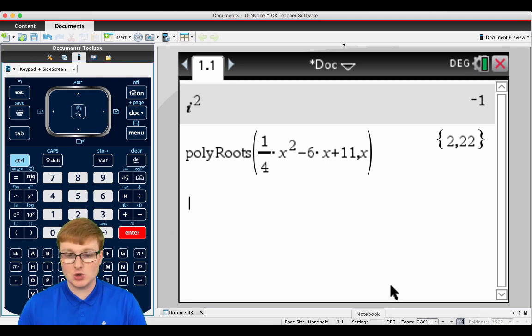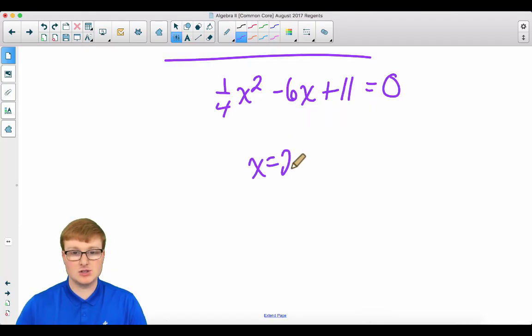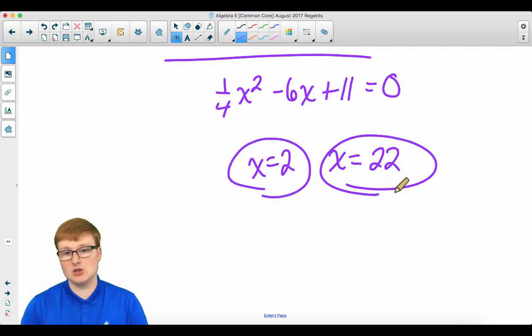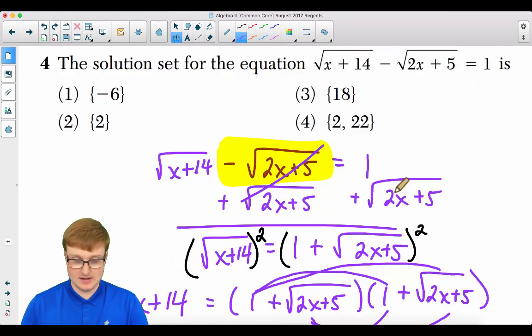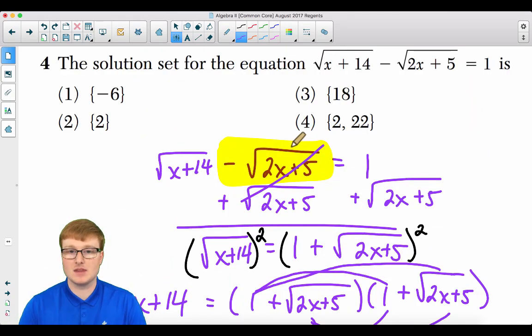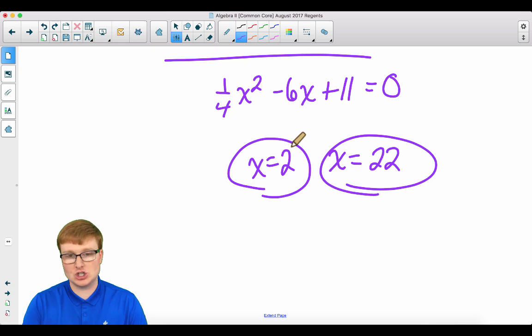I'm getting 2 and 22. So x is equal to 2, and x is equal to the number 22. And those, ladies and gentlemen, are, in fact, your answers. Well, if it's 2 and 22, we just have to double check and see if it works. So if we take 2 and we plug it into the original equation.